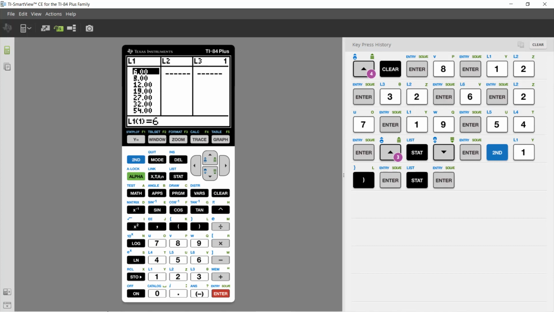If you want a quick way to get to the bottom of your list from the top, you can go up to the top with the up arrow key, then hit the up arrow key one more time, and it'll take you to the bottom. You can also scroll, but this is faster. That's 54. So our minimum is six, our maximum is 54.